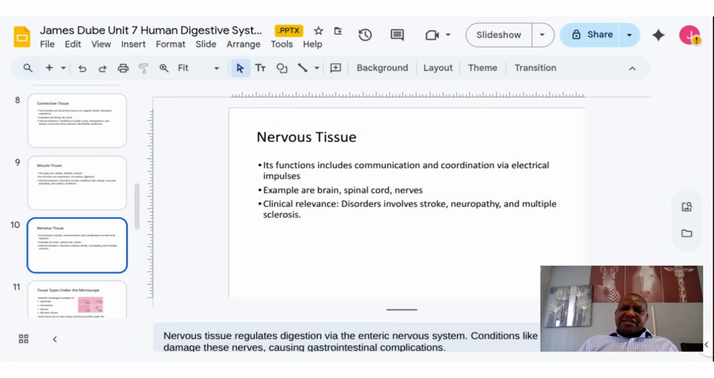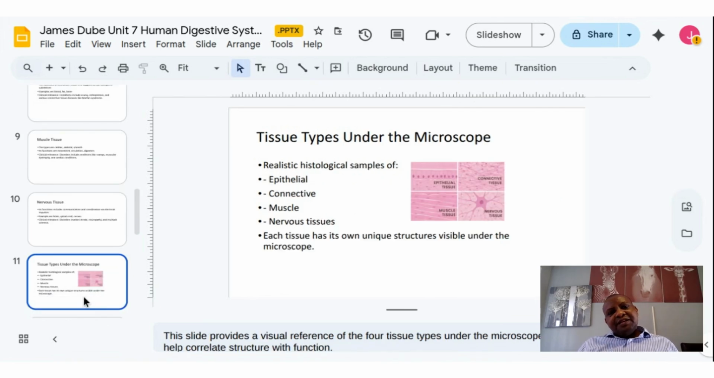It's giving us a graphic, microscopic picture of the tissues I've just described above. It's actually a realistic histological example of the epithelial, connective, muscle, and nervous tissues. We see how they present differently when you look at them under the microscope, which is important for medical personnel, the lab staff and the doctors, to define what is happening with the body. Each tissue has its unique structure visible under the microscope, which helps those of us working in the health system to know which tissue is affected.